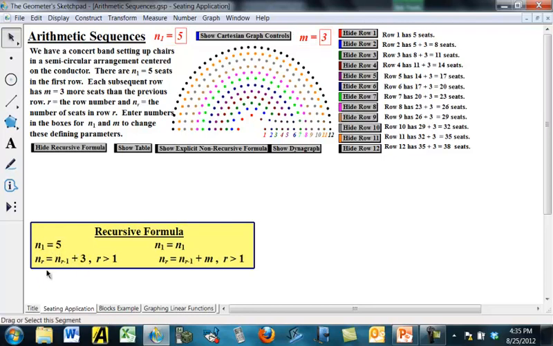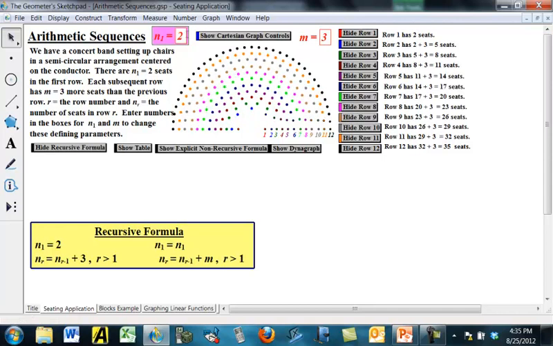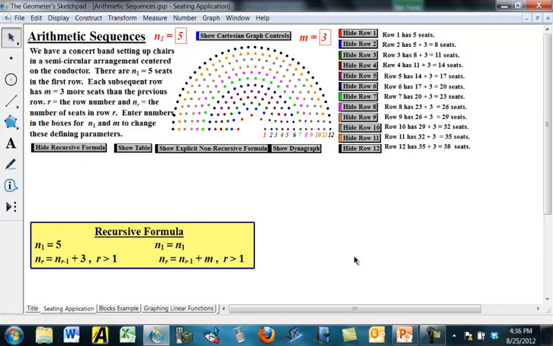But that alone doesn't define it. We have to tell it where to start. We could start many different places. For example, I could start at 2 here and still add 3 every time, and it's still the same recurrence relation, but it's a different sequence because we started at a different point. Okay, let's go back to the one that we were on, which is a 5 here.